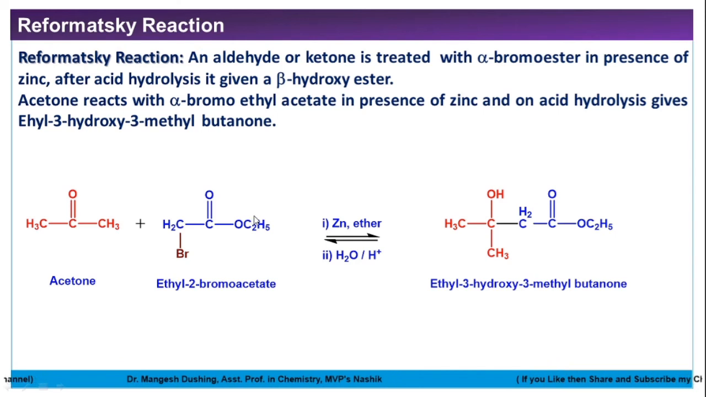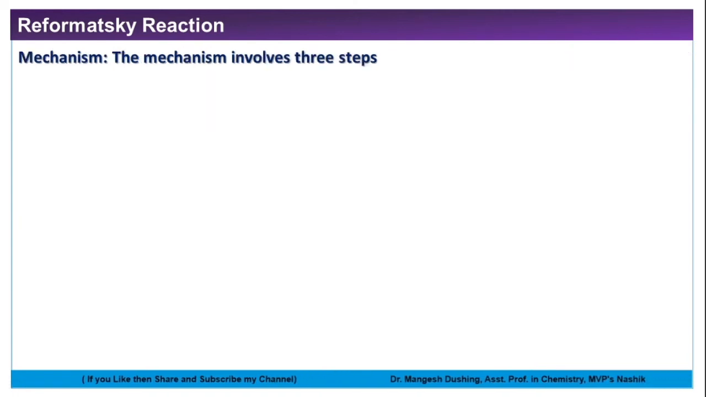In short, just see the Reformatsky reaction. The alpha carbon of the ester forms a sigma bond with the carbonyl carbon. The remaining things you have to keep as they are. This type of reaction is called the Reformatsky reaction. Now let's see the mechanism. The mechanism involves 3 steps.